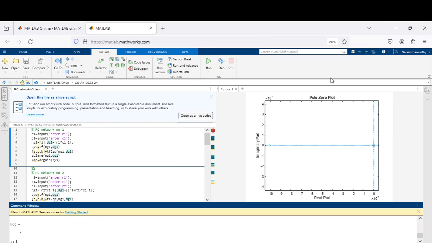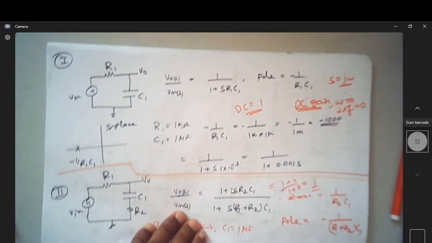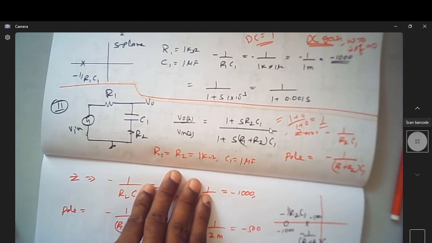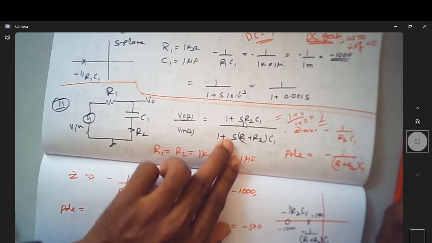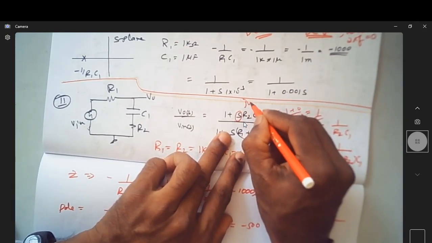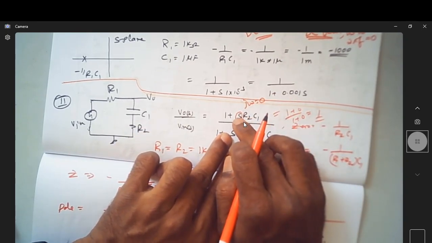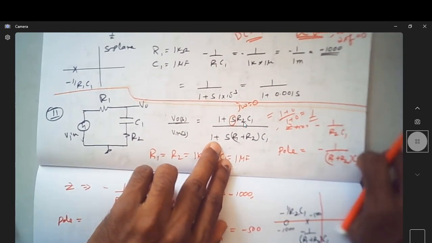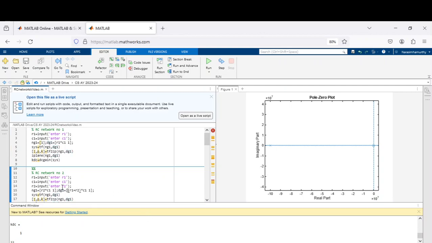Now come to the second circuit and let us find out the DC gain of this. Here we saw that the DC gain is also 1, because you are substituting S as 0, since S corresponds to j omega. When it's DC, omega is 0, so this becomes 0, so it is 1. Again, irrespective of the values of R1, R2, the DC gain is 1.